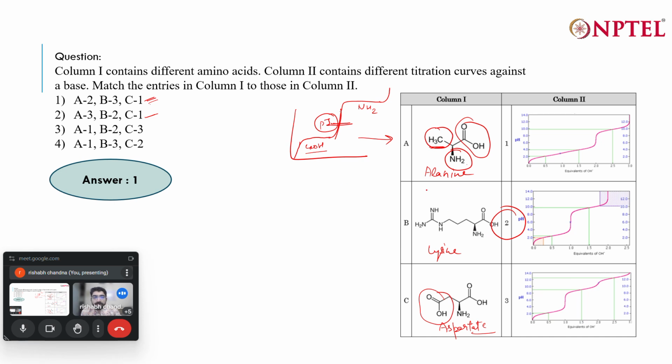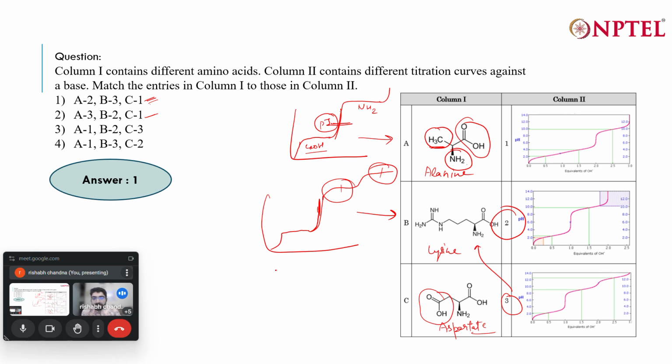Now, moving on to lysine. In the case of lysine, there is another additional amino group. So what will happen? Because there is only one carboxylic group, there will be a plateau, followed by the major increase because of the pI. Then here comes one plateau and another. This is because of the two amino groups. This is the side chain amino group, and this is the amino group of the amino acid. So this is the titration curve of lysine, the third option.